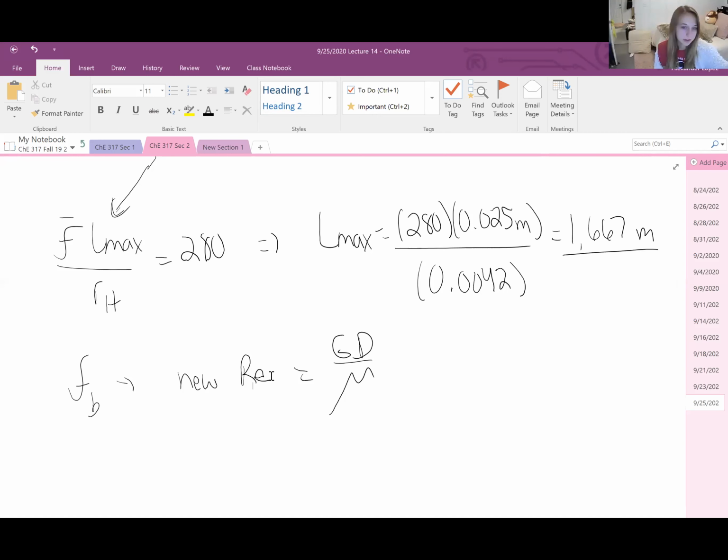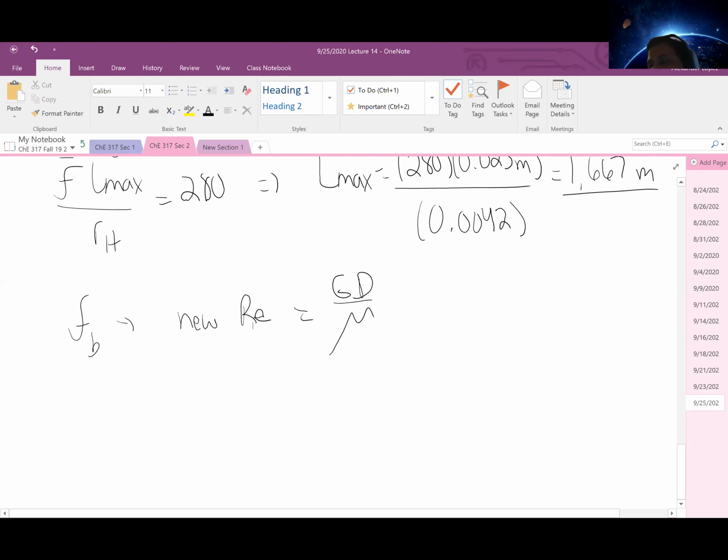Would your mass flux change? Your mass flux will not change because, once again, by the mass balance for a system at a constant cross-sectional area, that G will remain constant. Shouldn't viscosity change due to temperature and pressure? Yeah, the viscosity will change primarily due to our change in temperature.